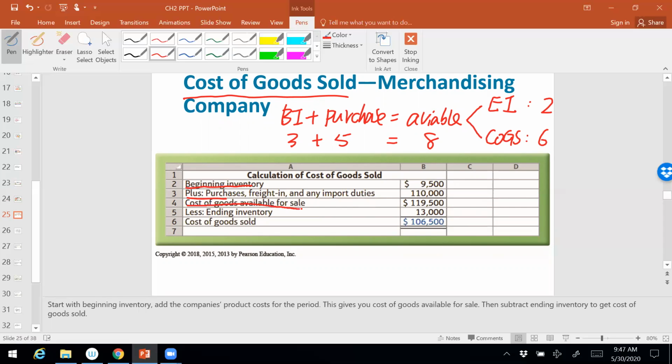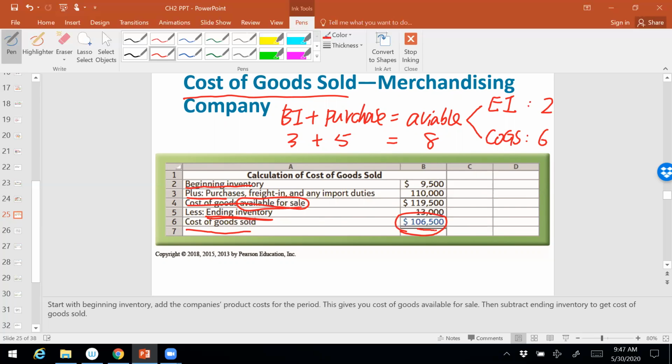So your beginning plus your purchase gives you cost of goods available for sale. You can totally sell 119,500, but you still had the ending inventory. The ending inventory is what you didn't sell. So your cost of goods sold will be the difference. You get your cost of goods sold here.